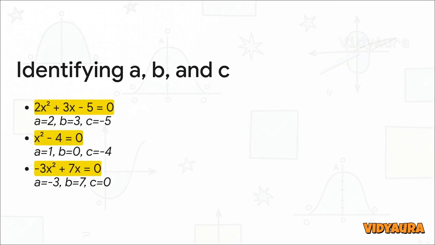Okay, so your first skill to master is spotting a, b, and c. Let's look at a few examples. In the first one, it's pretty clear. a is 2, b is 3, and c is -5. But what about the second one? See how there's no x term in the middle? That just means b is 0. Same for the last one, where c is 0. And please be careful with those negative signs. They're tiny, but they make a huge difference.